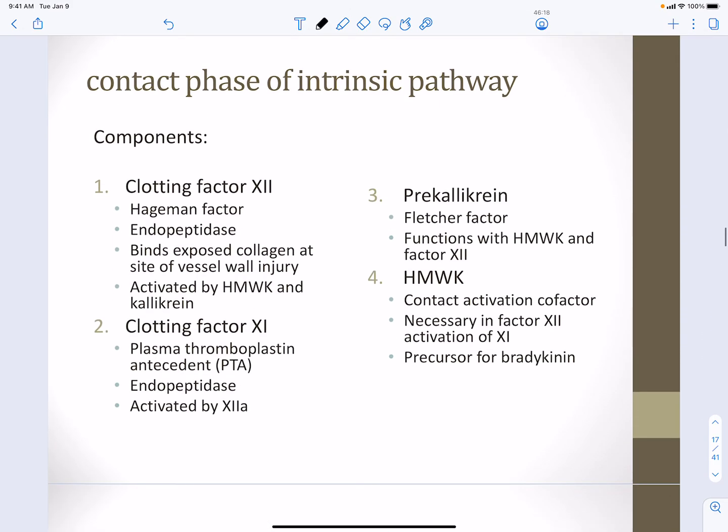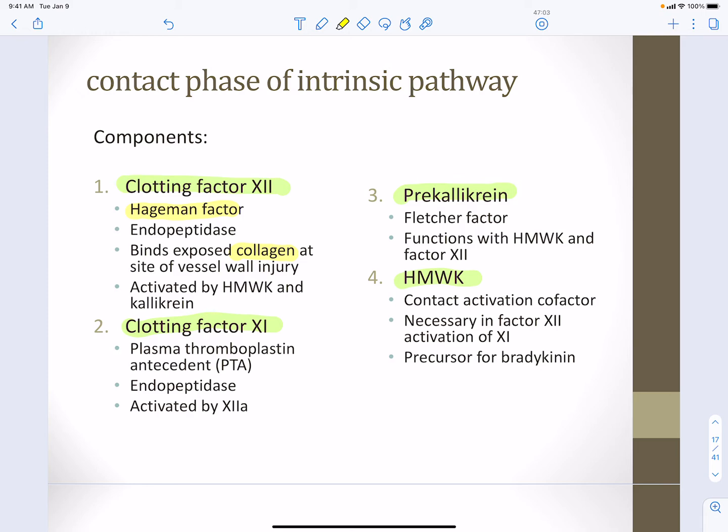Okay, so intrinsic pathway, which is considered the contact phase. For this phase, you're going to have clotting factor 12, clotting factor 11, pre-kallikrein, high molecular weight kininogen. And each of these are going to have different functions, and some of them are going to have specific names. So clotting factor 12 is known as the Hageman factor. It is an endopeptidase and it's going to bind to collagen at the site of injury. It is activated by that high molecular weight kininogen and kallikrein.